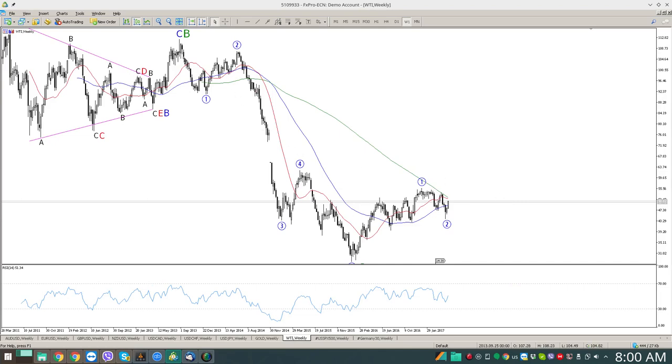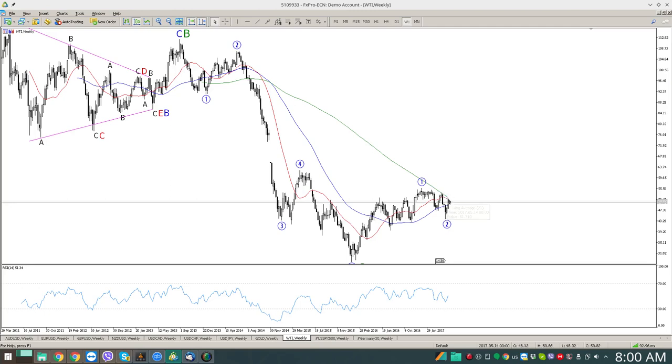I have been calling for the major decline here for quite some time now. You can go back to my reports on the website and see that I have been bullish on crude oil for quite some time. I also predicted with quite some accuracy this top here, and I was expecting this ABC correction for wave two, and it appears that this is complete here, a strong rebound.